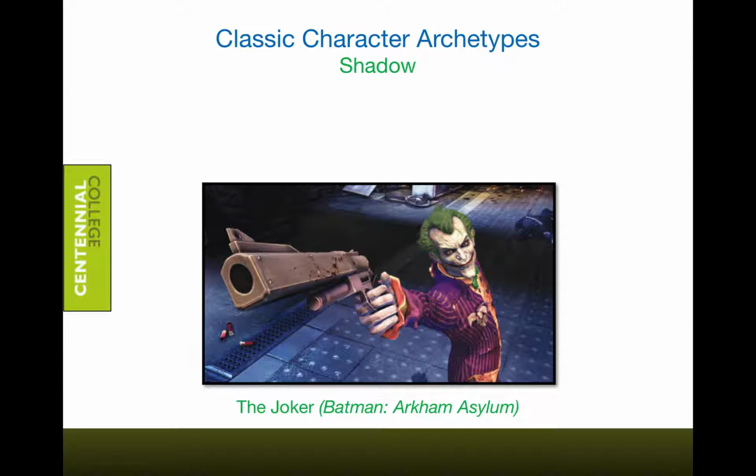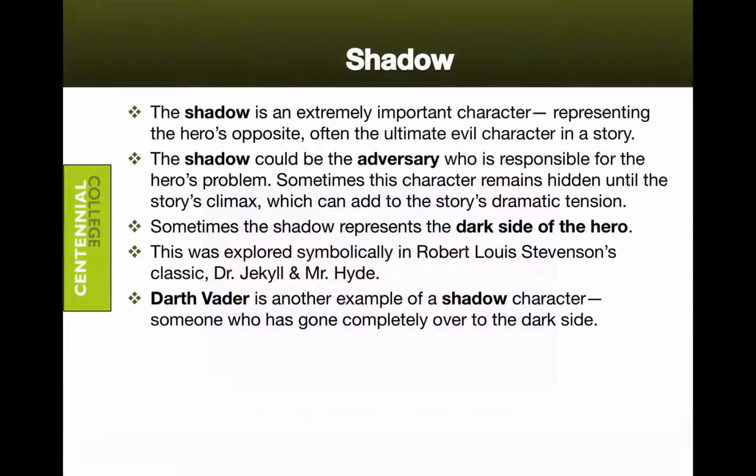Let's talk about the shadow character, right? The Joker is a great example of the shadow character. The shadow character can also be represented as the adversary, right? Sometimes the adversary is something that you have inside of you. A good example of that is Dexter. Have you ever watched Dexter, right? Dexter is a great story, right? It was on HBO for a long time, and it's about a serial killer, right? That's the main story. The main protagonist, if you will, is a serial killer.